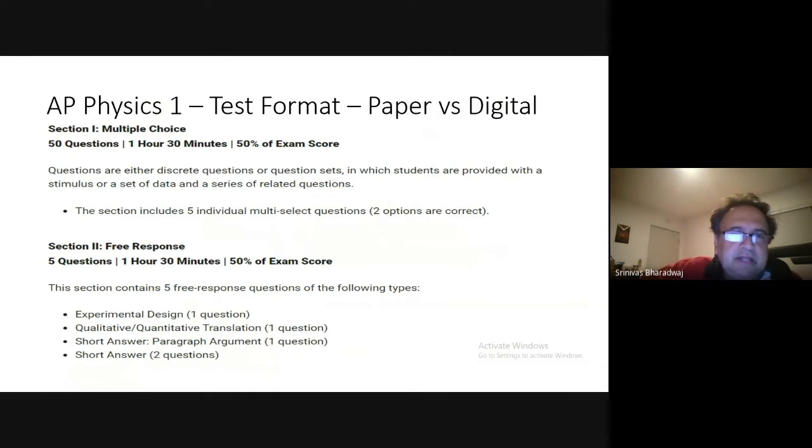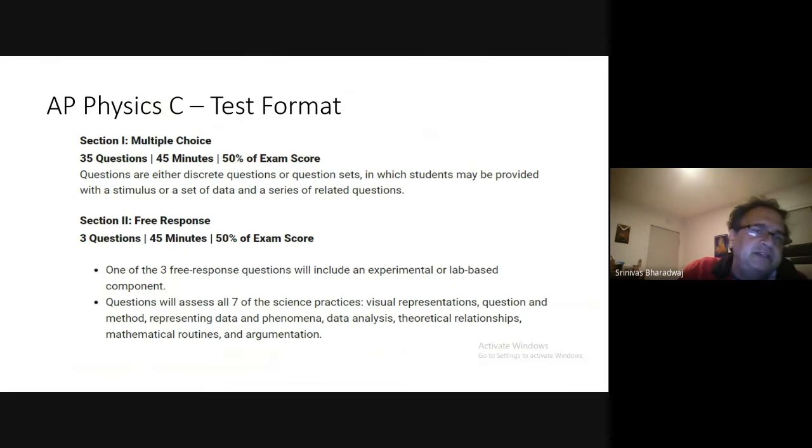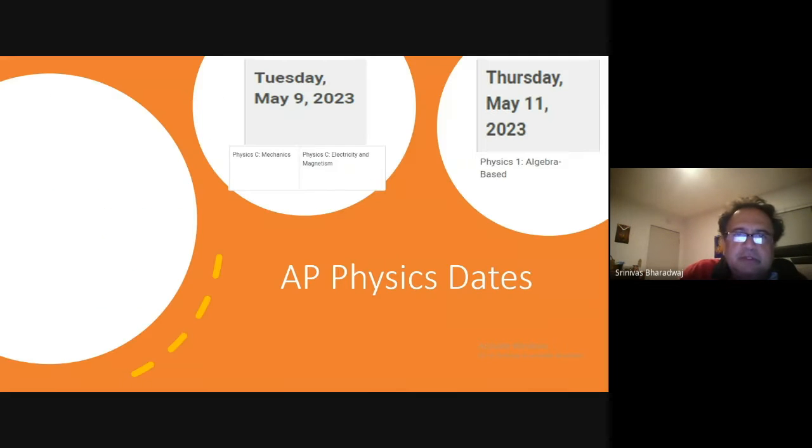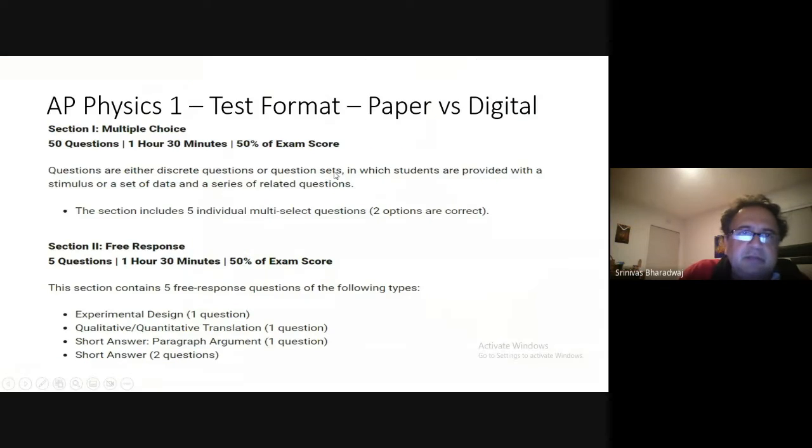Now, the test format for AP Physics 1 is a 3-hour exam, and this year there is only a paper exam, and it's typically offered in your school. It is a 90-minute multiple choice section followed by 90 minutes of free response. The AP Physics C, on the other hand, as I said, contains two programs, two exams. First there's the mechanics exam, and then there's the electricity and magnetism exam.